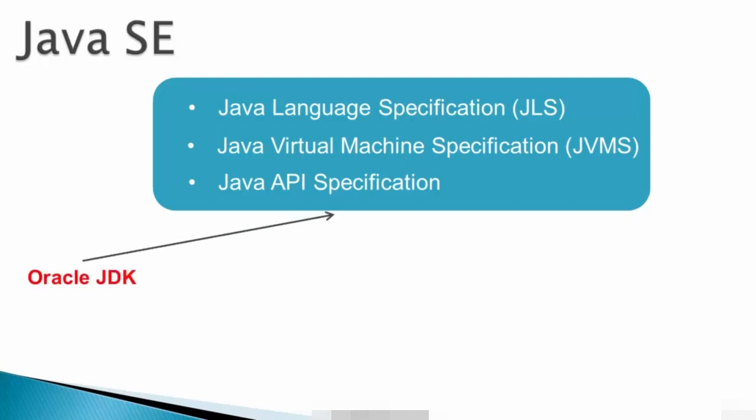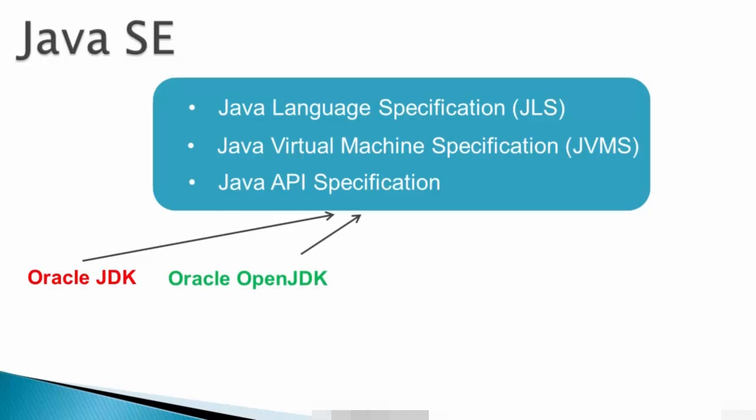So that's what the Java SE specification is, and it has many implementations. One is the official implementation from Oracle, and it is referred to as Oracle JDK, where JDK means Java Development Kit. Then there is Oracle's OpenJDK. So this also comes from Oracle.